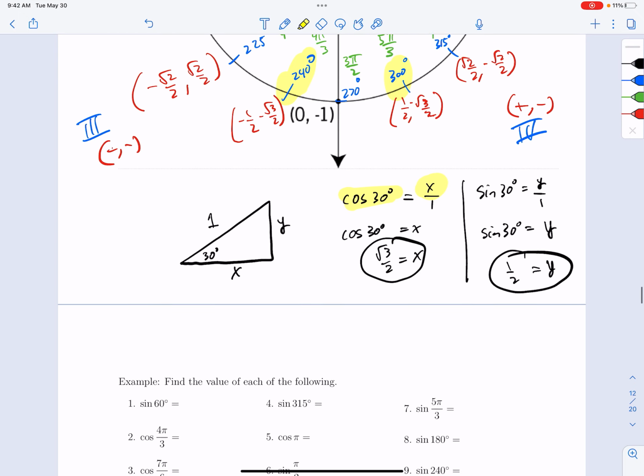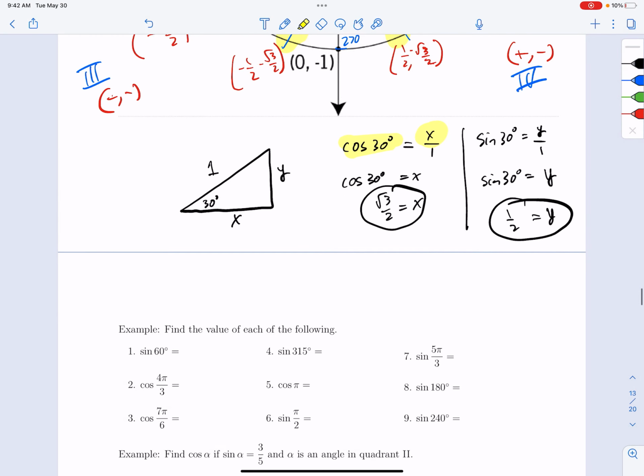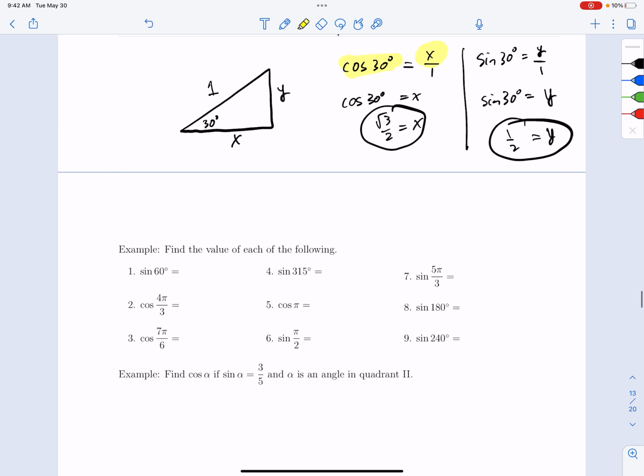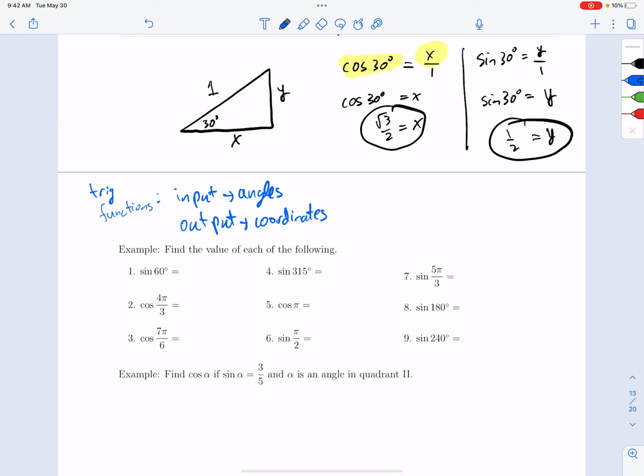Okay, so let's do a few examples here. Find the value of each of the following. So on these, one thing to remember is that for trig functions, we input angles, and as the output, we get coordinates. So we input angles. For the output, we get coordinates.